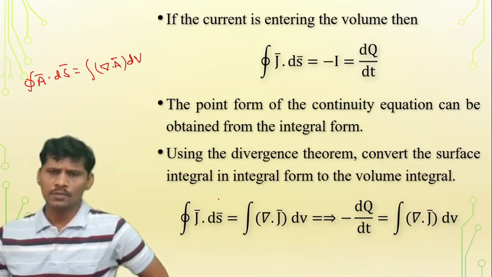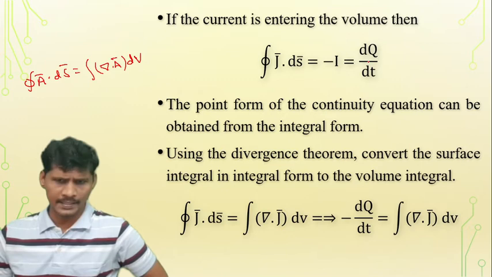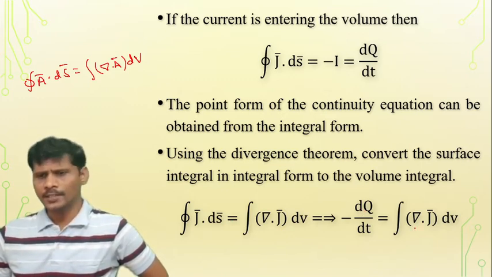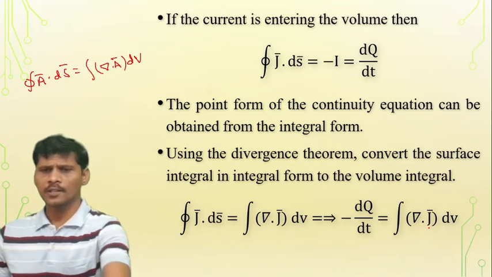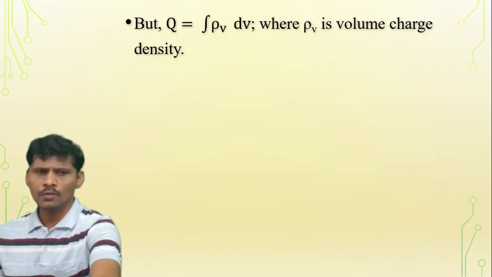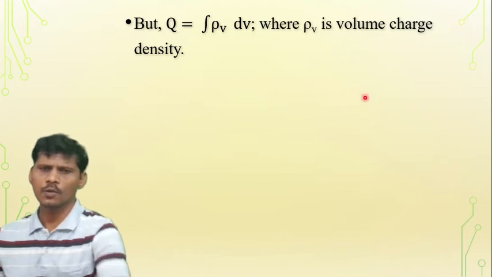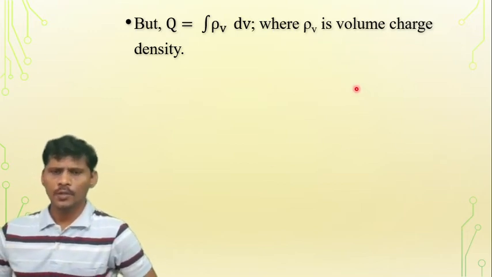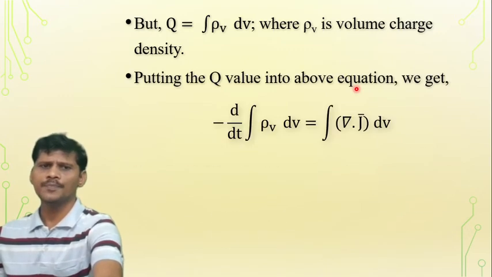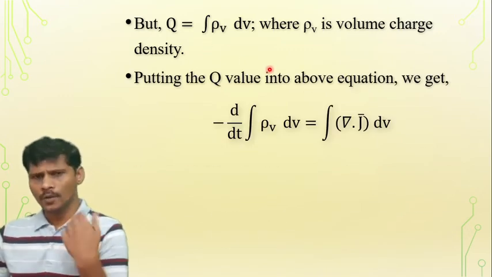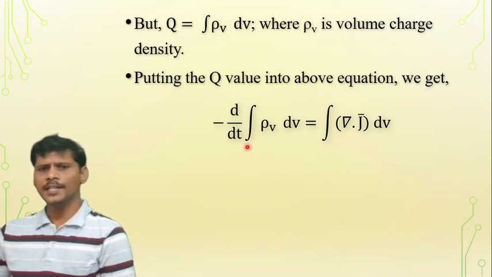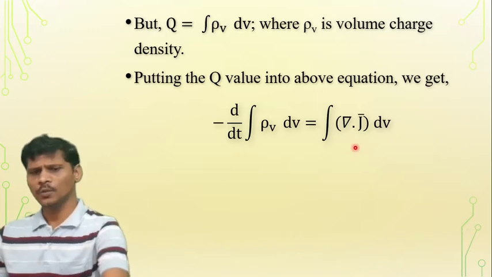So from the above equation, what is the closed surface integral of J bar dot ds bar value? Minus dq by dt. So minus dq by dt is equal to the volume integral of del dot J bar into dV. But the charge q is equal to the volume integral of rho v into dV, where rho v is the volume charge density. Substituting this q value into the above expression, we get minus d by dt volume integral of rho v dV is equal to the volume integral of del dot J bar into dV.